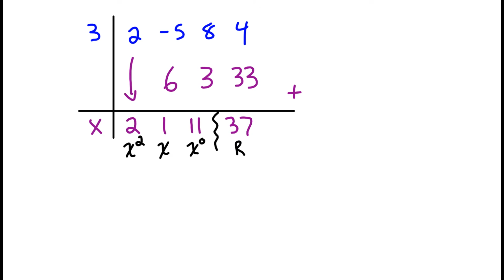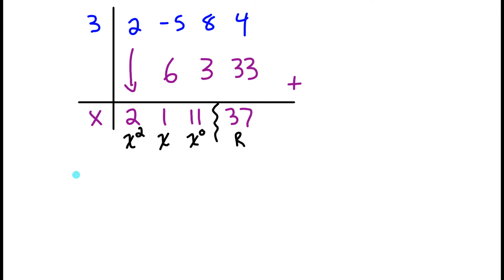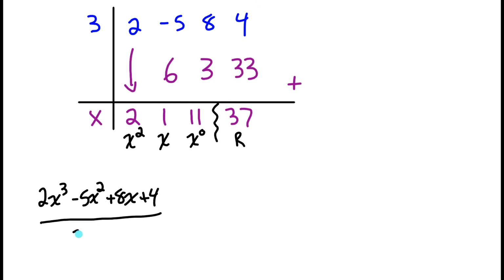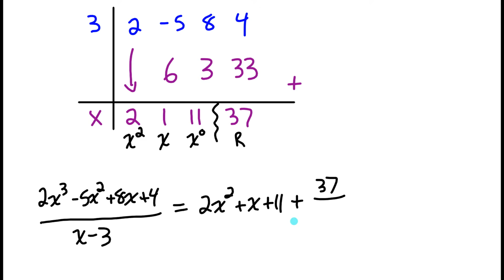Let's write this answer in quotient form. Since the last time we did multiplication statement, this time let's do quotient form. So what division did we do? We did 2x cubed minus 5x squared plus 8x plus 4 divided by x minus 3. And what we got was a quotient of 2x squared plus x plus 11 plus a remainder of 37, which has to be divided by the divisor of x minus 3.